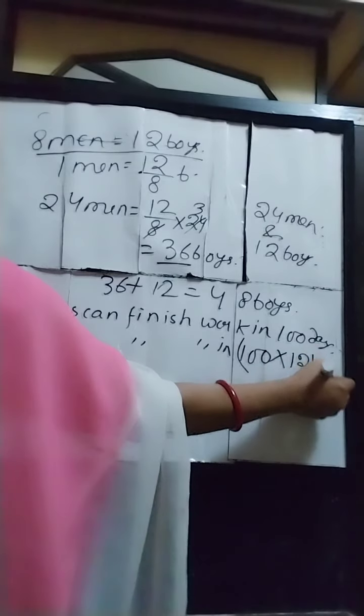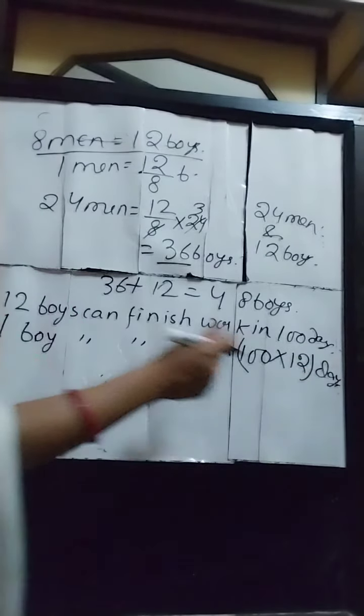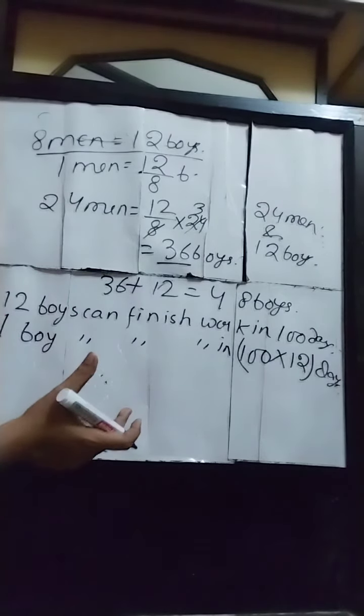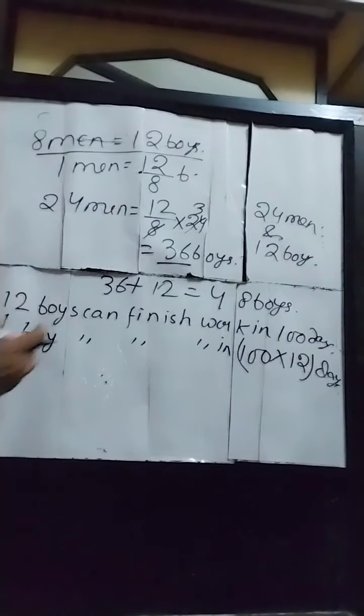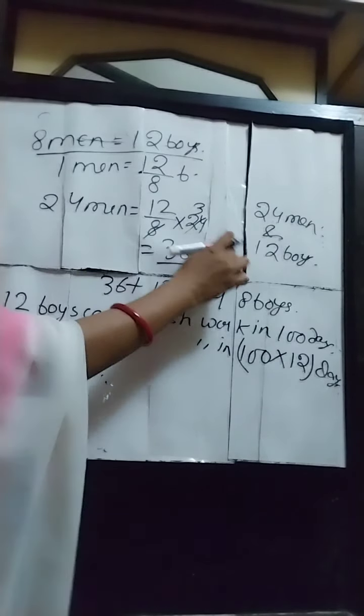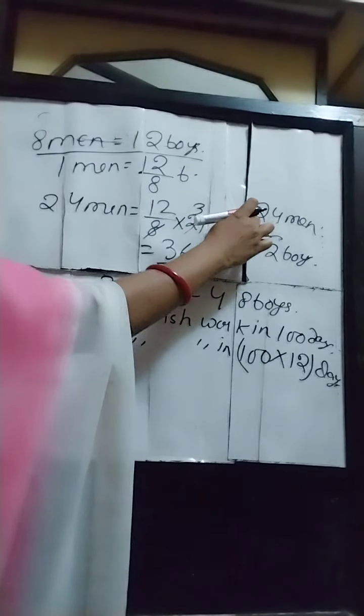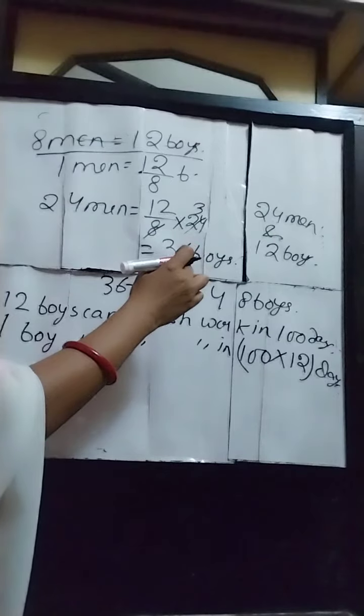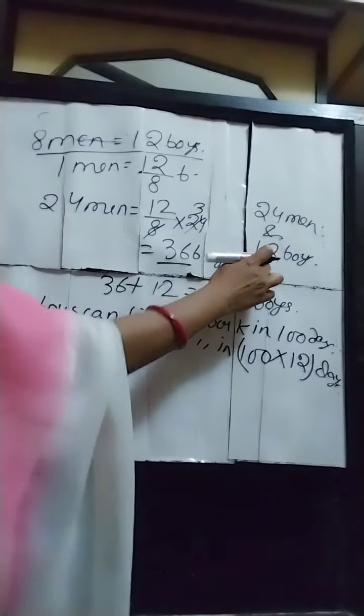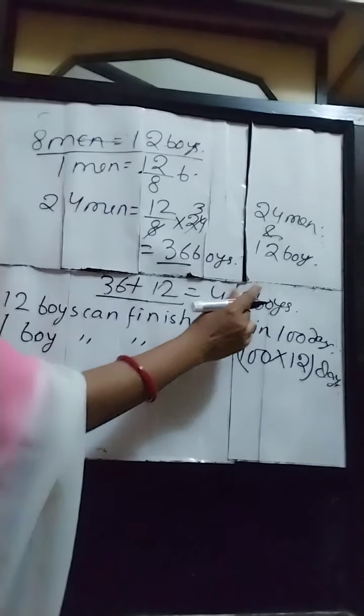days. Why? Because the number of days and number of boys are inversely related. As the number of boys decreases, days will increase, and as the number of boys increases, working days will decrease. So one boy we have found out. Now we will find out 36 boys. Why 36 boys? Because 24 men is equal to 36 boys and 12 boys. 36 plus 12 is equal to 48 boys.